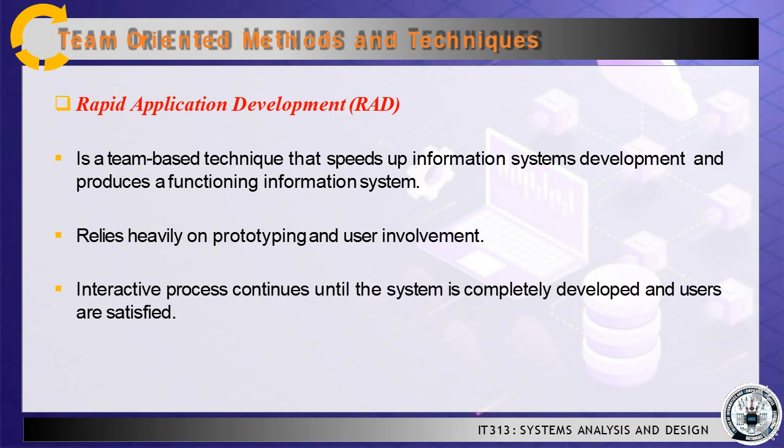RAD relies heavily on prototyping and user involvement. The RAD process allows users to examine a working model as early as possible, determine if it meets their needs, and suggest necessary changes. Based on user input, the prototype is modified and the interactive process continues until the system is completely developed and users are satisfied. The project team uses CASE tools to build the prototypes and create a continuous stream of documentation.